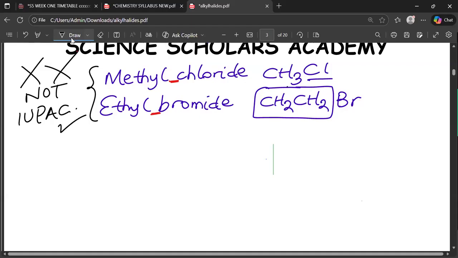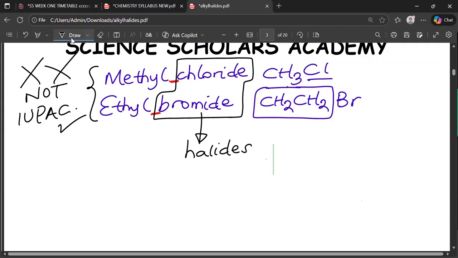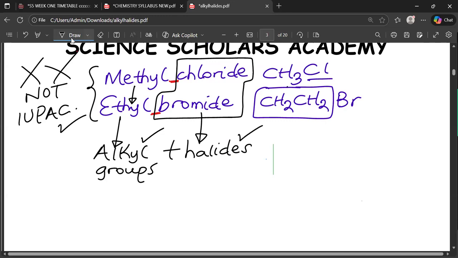Okay, now I remember telling you that these ones are halides. Then as you can see, these ones here, the methyl and ethyl, are what they call alkyl groups. Alkyl groups. And guess what? The moment an alkyl group is in touch with one of those atoms, those are what we call alkyl halides. So I want you to be knowing why they are called alkyl halides.